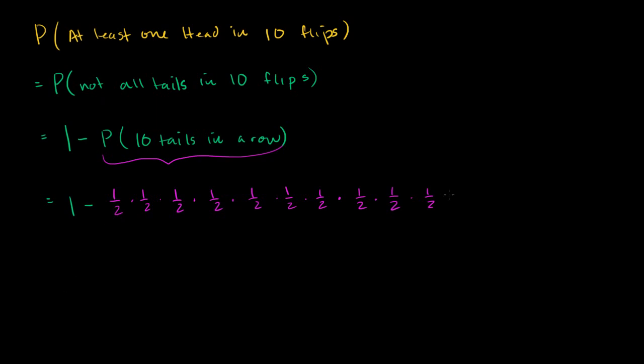And so the numerator is going to be 1. This is going to be equal to 1 minus, in the numerator, you just have 1 times itself 10 times. So that's 1. And then in the denominator, you have 2 times 2 is 4, 4 times 2 is 8, 16, 32, 64, 128, 256, 512, 1024, over 1024. This is the exact same thing as 1 is 1024 over 1024, minus 1 over 1024, which is equal to 1023 over 1024.